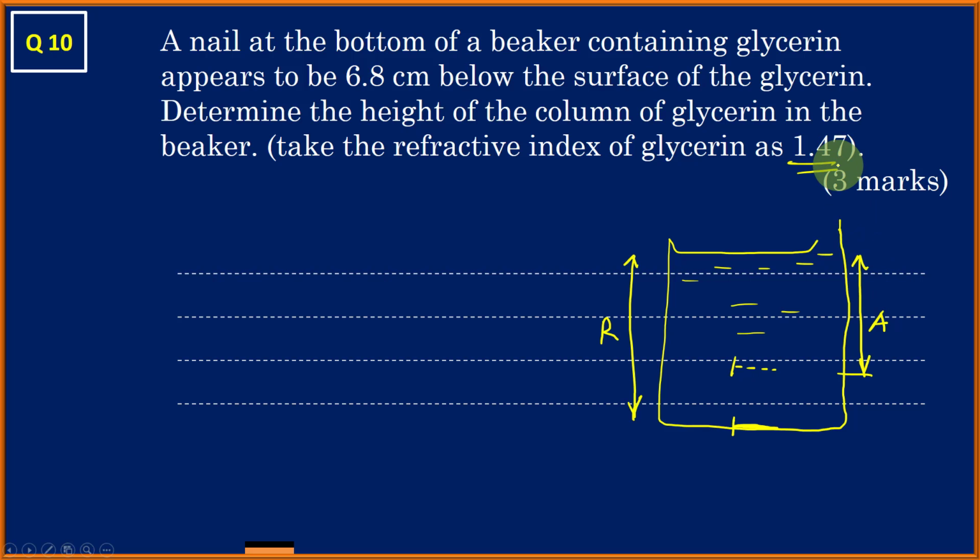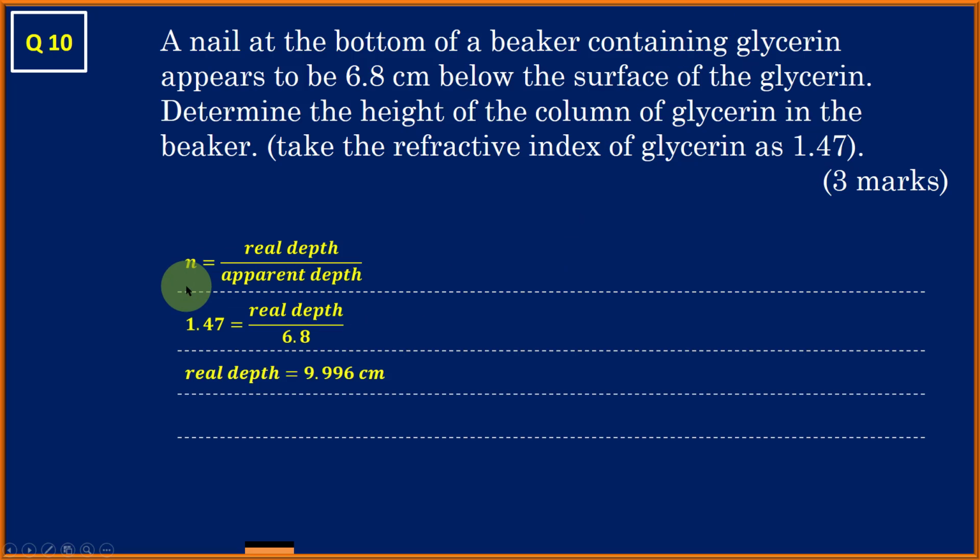And again, I've already done it for you here. The refractive index of glycerin is real depth over apparent depth. 1.47 is the refractive index, real depth is what we are looking for, and the apparent depth is 6.8 centimeters, in which case we get 9.996 centimeters.